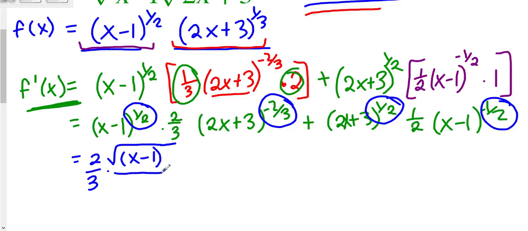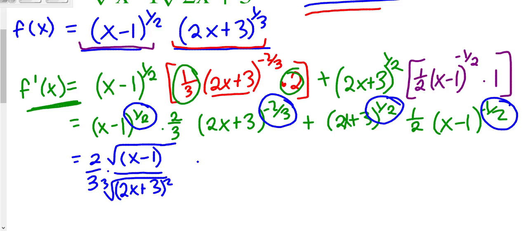Over, we have 2x plus 3, and that is to a negative 2/3. So our root is going to be a cube root, and 2x plus 3 is going to be squared. Take a second to think about that. If you got confused, rewind the video if you need to watch it again.